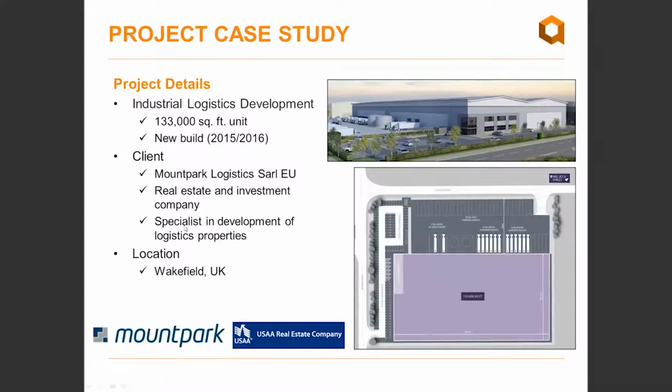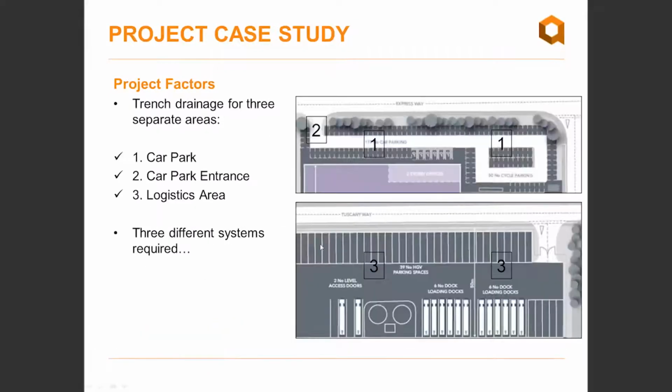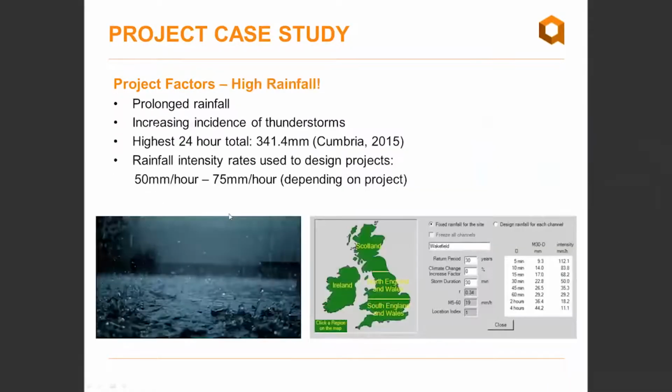It was an industrial logistics development, a new build. The build was actually finished this year. The client was a specialist in development of logistics properties, and this is the area and the facility in question. The areas where trench drainage was installed were a car park area, which had an asphalt and block paved surface, an entranceway which was asphalt, and then there was a logistics area which was concrete pavement.